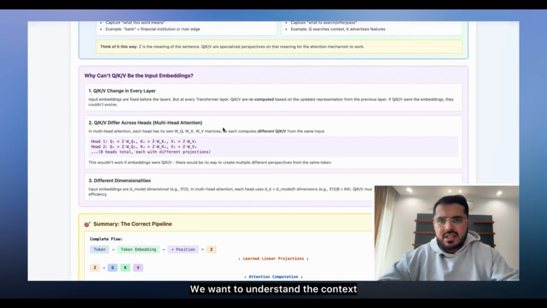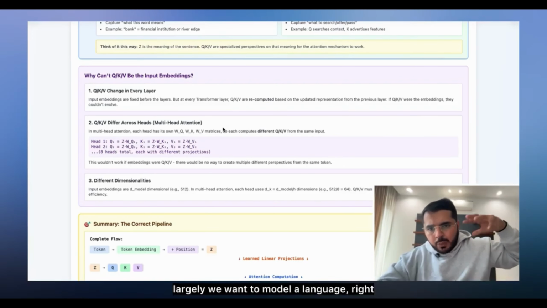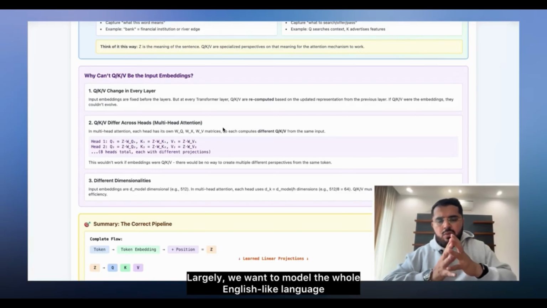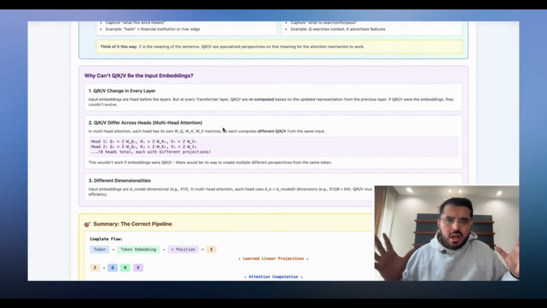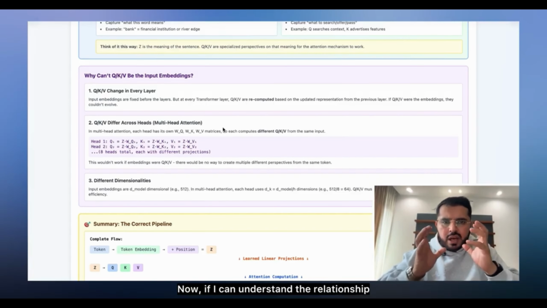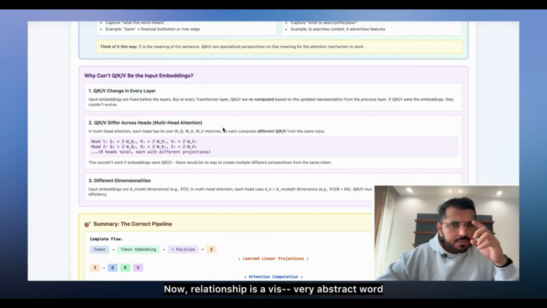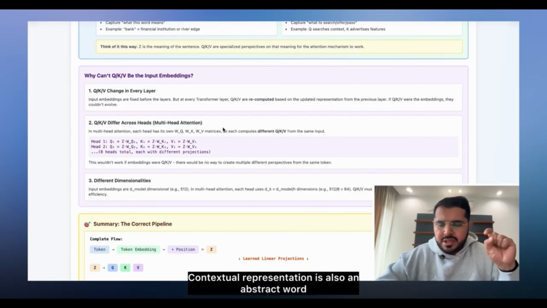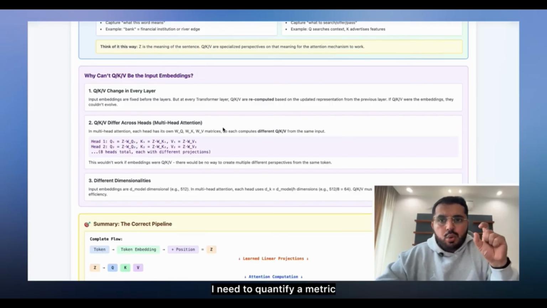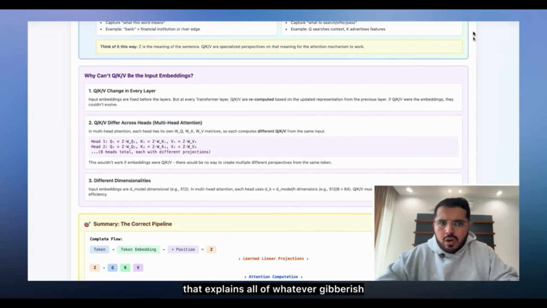We want to understand the context. Largely, we want to model a language, right? Largely we want to model the whole English-like language. And English-like language is made up of text, then made up of words, then made up of tokens. Now, if I can understand the relationship between these tokens, right? Now, relationship is a very abstract word. Contextual representation is also an abstract word. I need to quantify a metric that explains all of whatever gibberish that I'm saying.